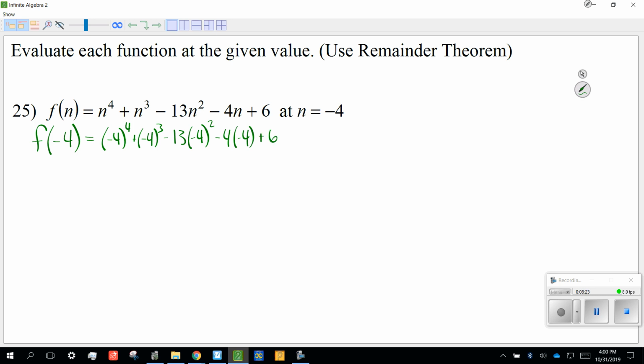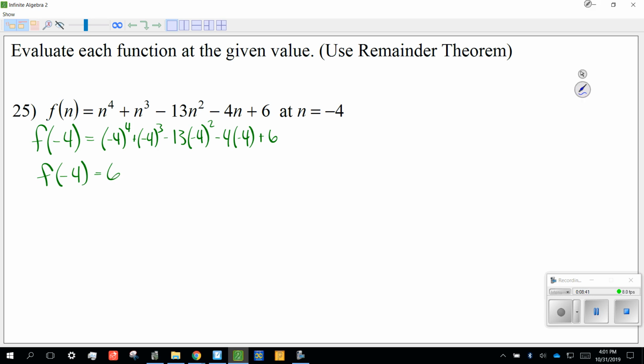Not only that, but if you didn't have a calculator, you would have to do negative 4 to the 4th power in your head, negative 4 to the 3rd power, subtract them, a lot of messiness. Okay, and at the end of that, if you type it in, you would get f of negative 4 is equal to 6. Okay, and that's if you put it in your calculator.